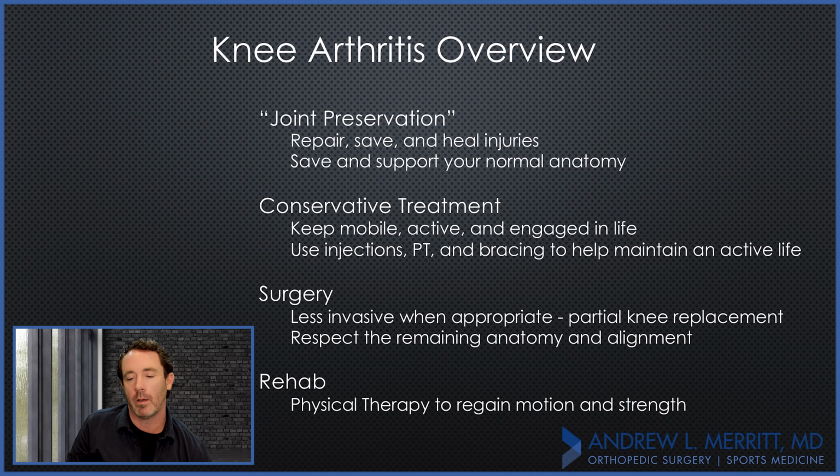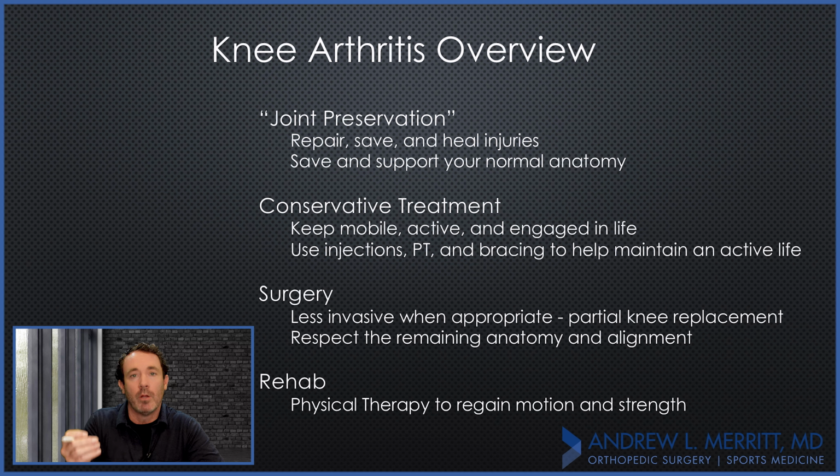So just as an overview, so joint preservation, we try to save as much of the knee as possible. When someone comes in with a meniscus tear but no arthritis, we'll fix that meniscus. When they have an ACL tear, we'll fix the ACL to stabilize the knee and prevent arthritis. So a lot of this is about prevention. Once we start getting arthritis, conservative treatment, continue to be active, continue to work on strengthening, flexibility, use injections, physical therapy, bracing to maintain an active lifestyle.